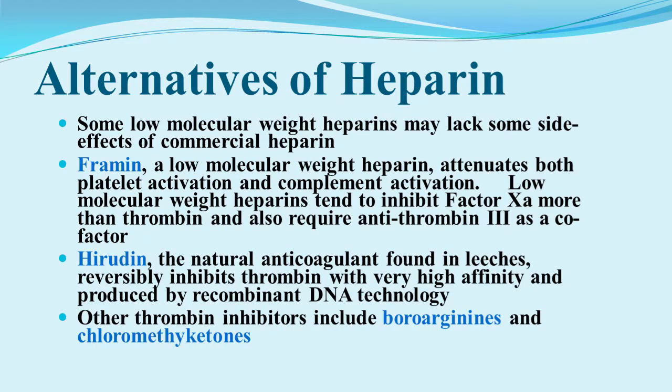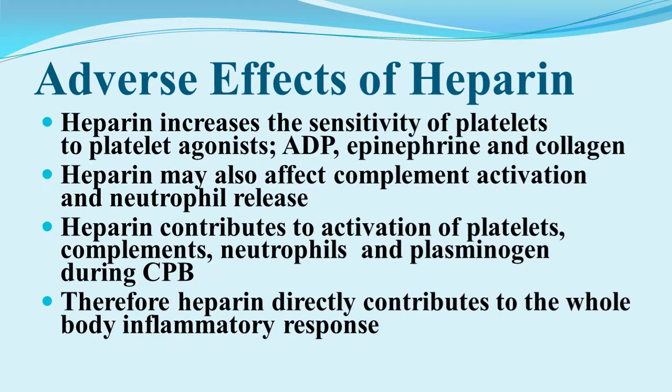Alternatives to heparin are low molecular weight heparin fragments. Hirudin is a naturally acting anticoagulant found in leech. Reversibility: it inhibits the thrombin with very high affinity. Other thrombin inhibitors are boroarginine and chloromethyl ketones.